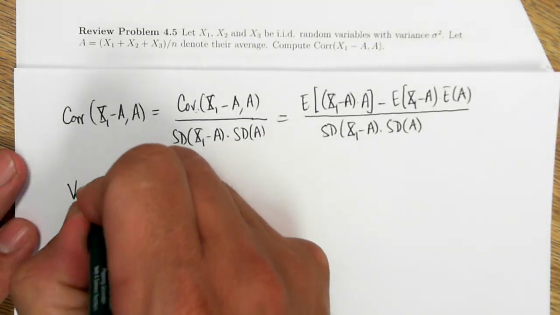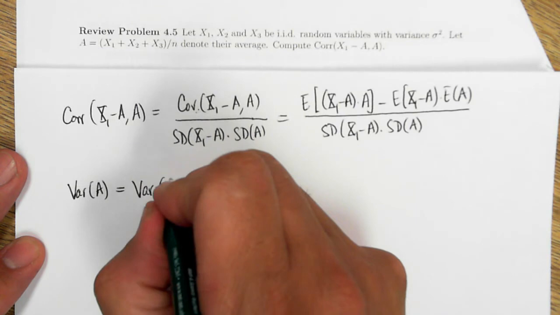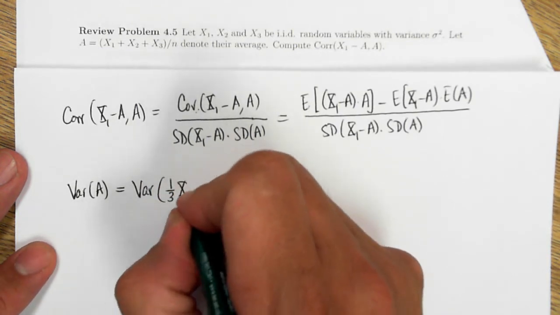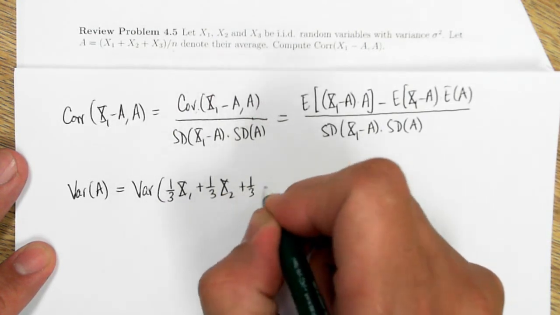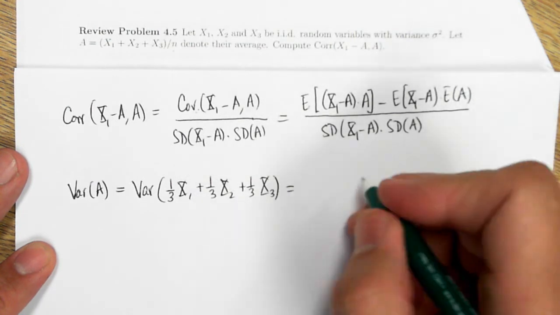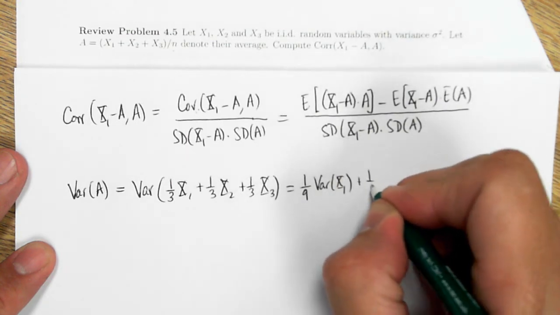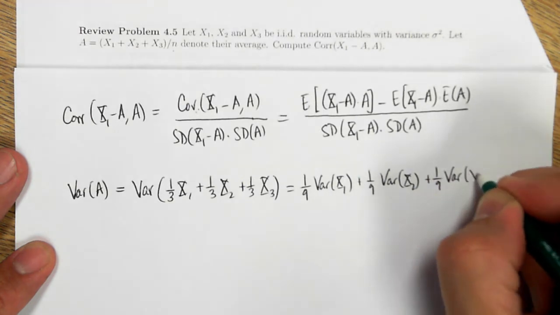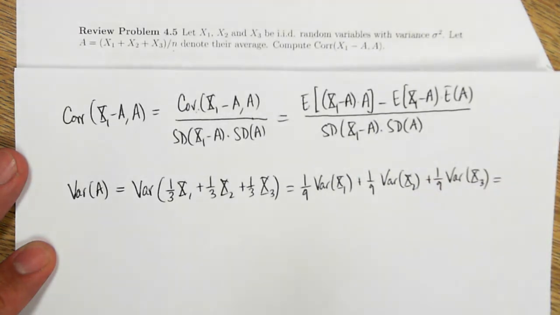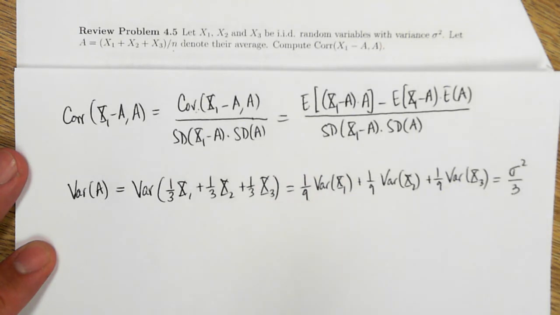The variance of A is equal to, well, A is the average, so 1/3 X1, where n is 3 in the problem, plus 1/3 X2, plus 1/3 X3. So this splits up as 1/9 times the variance of X1, plus 1/9 times the variance of X2, plus 1/9 times the variance of X3. And so that's sigma squared over 9, 3 times. So this works out to be sigma squared over 3. So that's the variance of A, from which I can get the standard deviation.